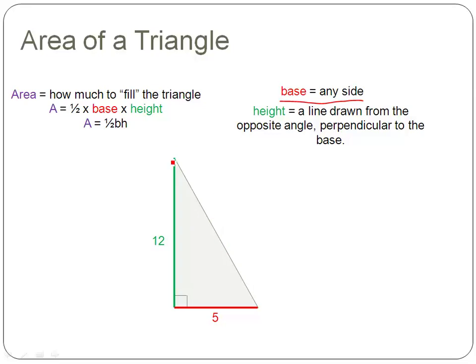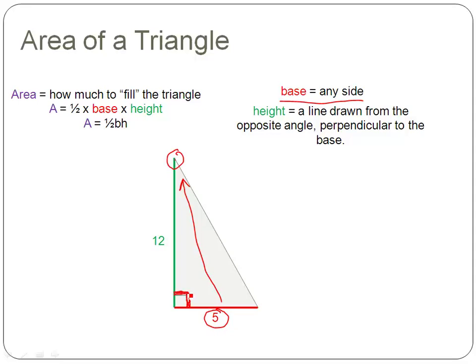So in this example, if I choose 5 as my base, again, it can be any side of the triangle. Now, of course, there are better choices. A side that I know something about is a better side to pick as my base, so I know this measure is 5 units. So then the height, I go to the opposite angle to my base, which is going to be this angle up here. Then I need a perpendicular line drawn to my base, and in this case, it happens to be the side of the triangle.